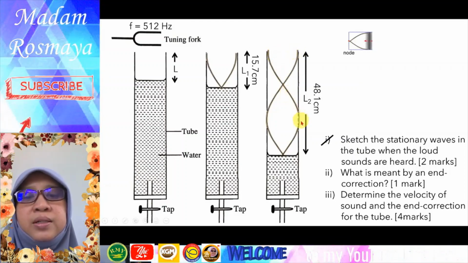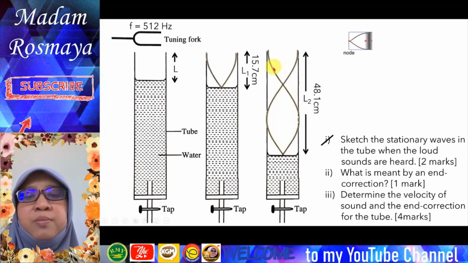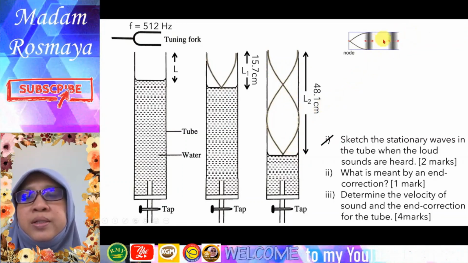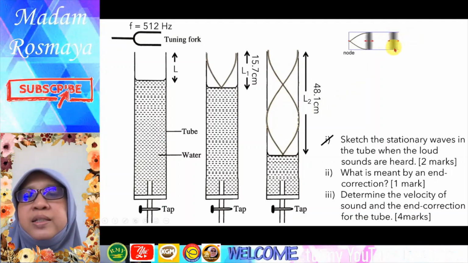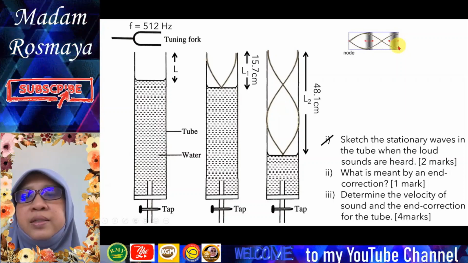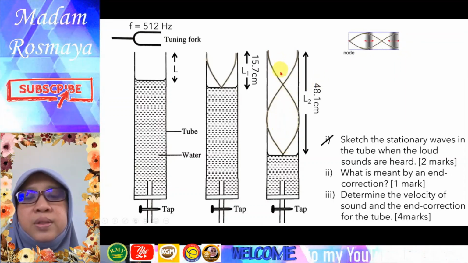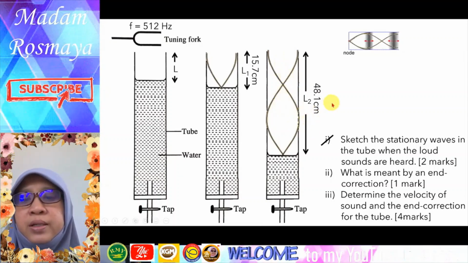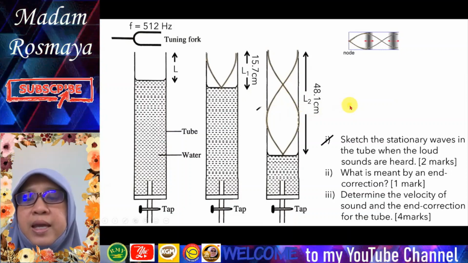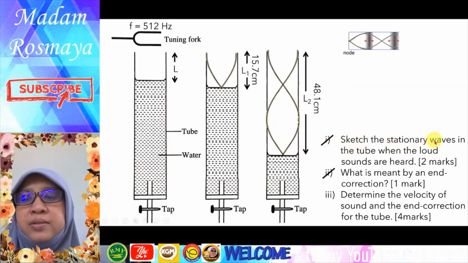So this is how the stationary wave can be drawn. If you use the vibration like this, this is the first antinode, this is the second antinode. So we have two nodes and two antinodes to form the stationary wave. Okay, that is done for question 1, to sketch the stationary wave.